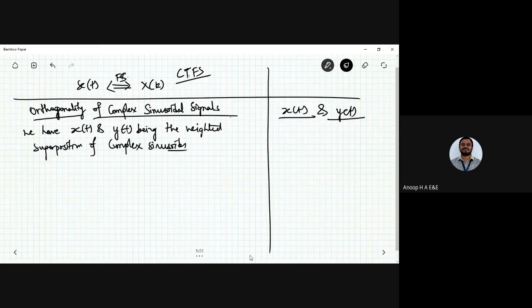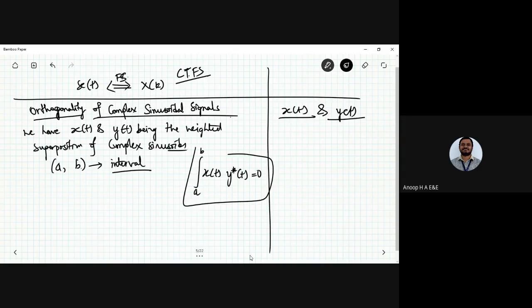I need to evaluate it over the interval a to b. So I need to evaluate the integral over a to b of x of t and y star of t. I need to prove the orthogonality of the complex sinusoidal signals, so the integral from a to b of x of t times y star of t would be equal to 0, right?